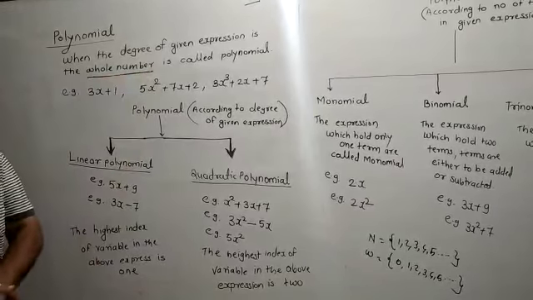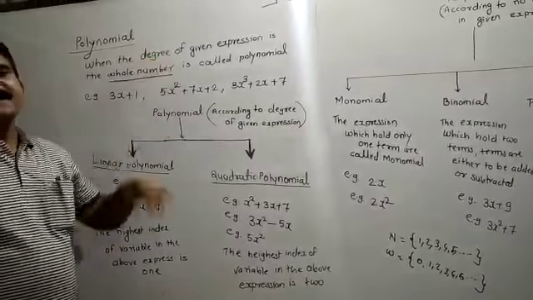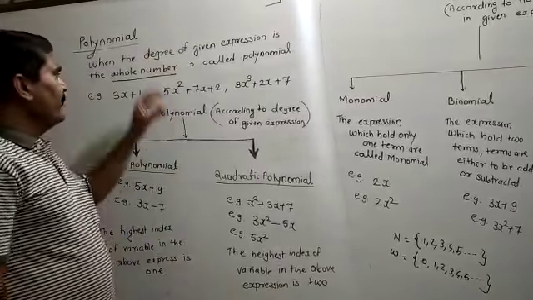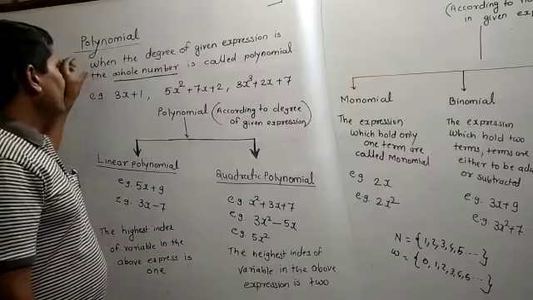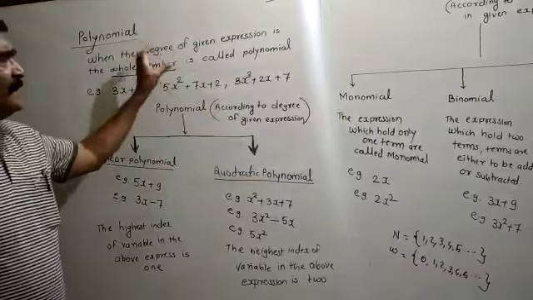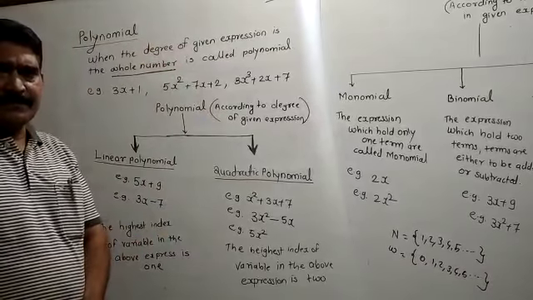And what is the meaning of the degree? Degree means the highest index of the variable. According to that definition, I will say that when the degree of the given expression is the whole number, then the expression is called the polynomial.